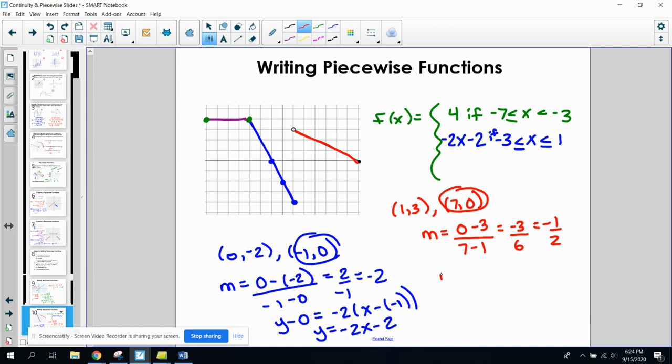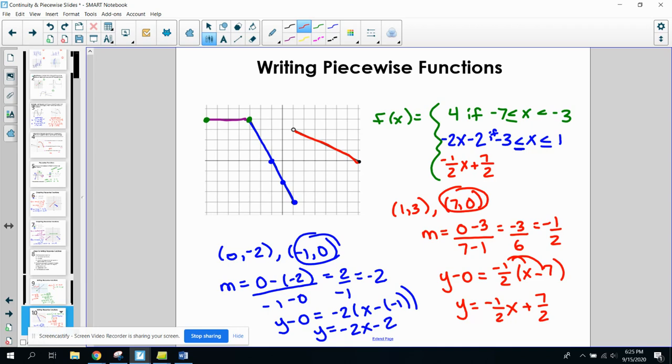I'm going to do point slope form. So y minus the y value, so 0, equals the slope, negative 1/2, x minus the x value, so 7. So y minus 0, again, is just going to be y. I'm going to distribute the negative a half. So I have negative 1/2 x, and then negative a half times negative 7 is positive 7/2. This one doesn't look as nice because there's fractions involved, but hey, it's the same steps. So we are good with fractions. Okay, so there's our last equation.